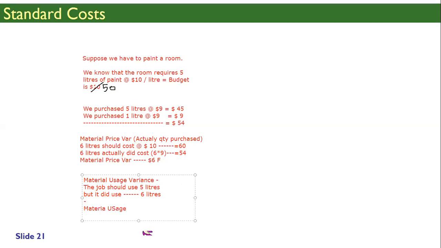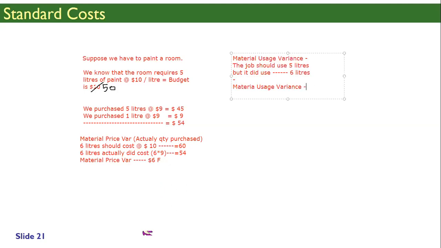So you would say that material usage variance is 1 liter adverse. I call it adverse. Now you should remember that variances are never expressed in terms of liters or kilometers or centimeters or whatever. Variances are always expressed in terms of dollars, because our problem was that actual profit and budgeted profit were in dollars. So when we are calculating variances, we have to convert them into numbers.